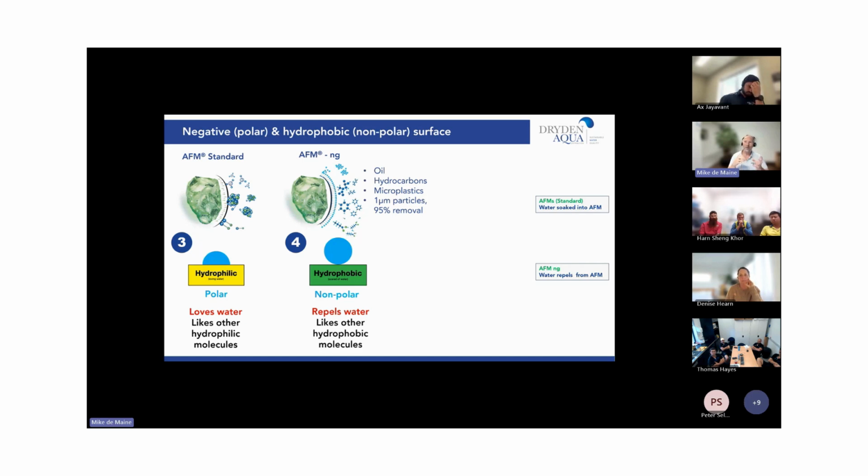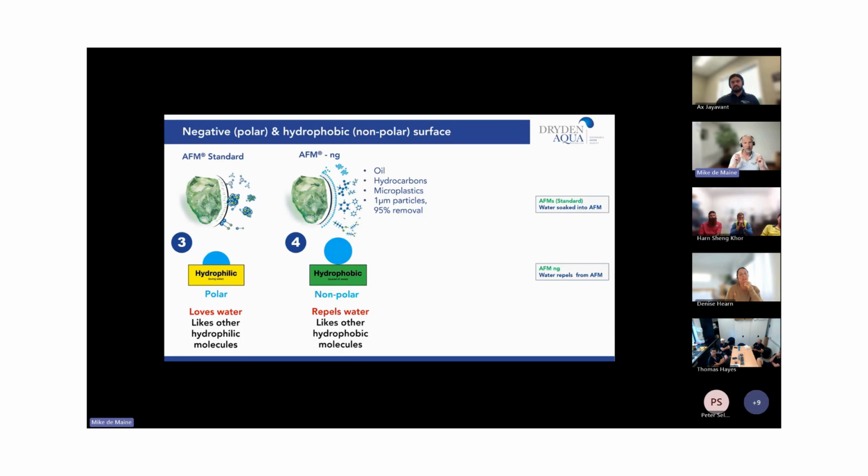And why do we want it to be hydrophobic? Of course, because anything that's hydrophobic generally floats in water, right? So there's a slightly different installation process for the AFM NG. And the reason why we wanted hydrophobic is because most organics, lipids, fats, microplastics, they all have a tail segment on their molecule that is hydrophobic. And that's why oils rise to the surface in water and then end up combining together. Those tails end up adhering to the AFM NG.